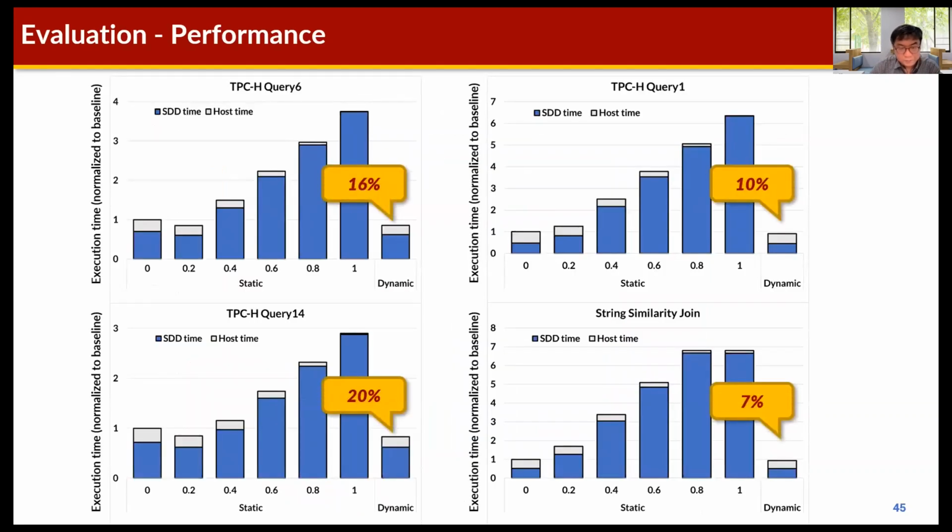We also tested other applications here, and you can find that the performance can be improved by dynamic near data processing. If you look at TPC-H query 1 or string similarity join, you can find that with zero static partitioning the performance is degraded. Sometimes performance is improved, but for other applications, static partitioning is not good for near data processing.